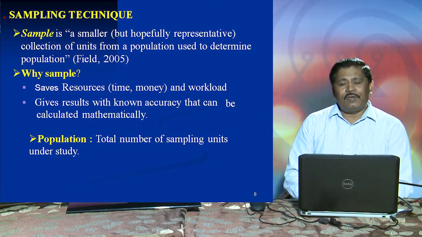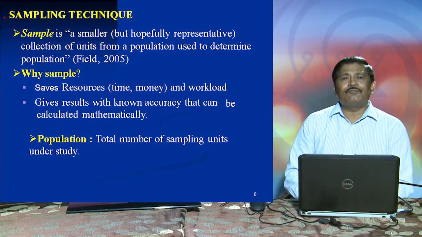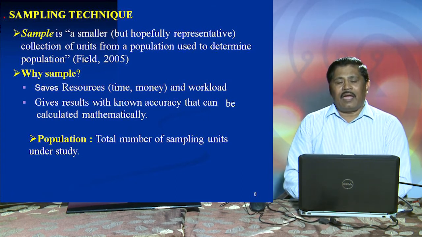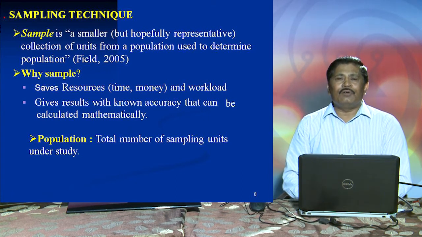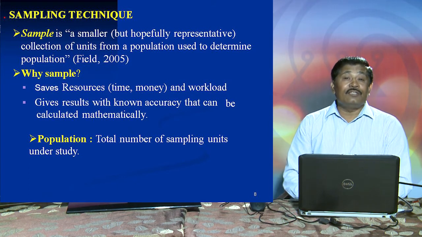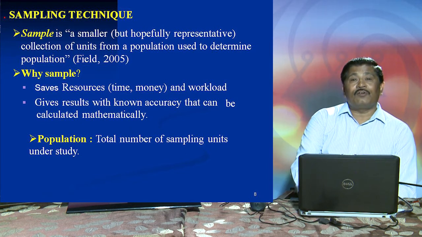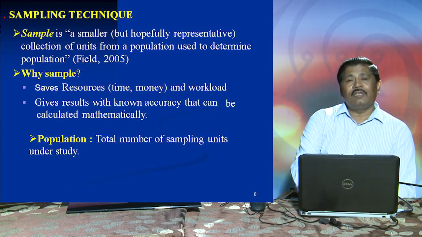So sampling is also very important, and it saves time, money and energy, because if you want to represent the population, you have to take a representative sample. That is also very important. Sometimes we go for the total population also, but in case of an infinite population, it is not possible to go for the whole population. So sample survey or sampling study is very important, and therefore we call it the sampling techniques that are used in research.